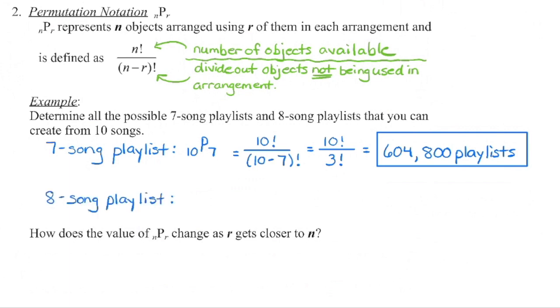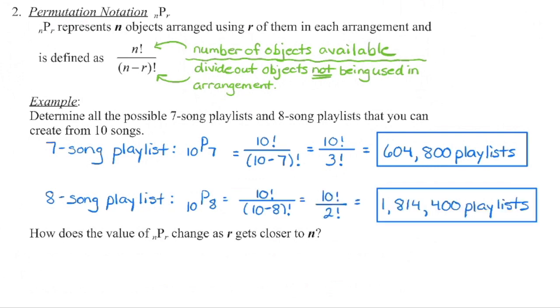Similar if we have 8 songs. So we still have 10 songs to pick from, but we're now putting them into 8 different positions. So we are not going to be using 10 minus 8. 2 of those songs we're going to be dividing out by 2 factorial. And so we are going to have 1,814,400 different playlists. So I want you to take a look.